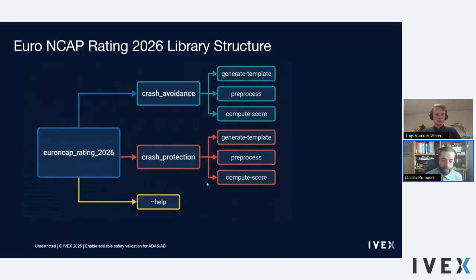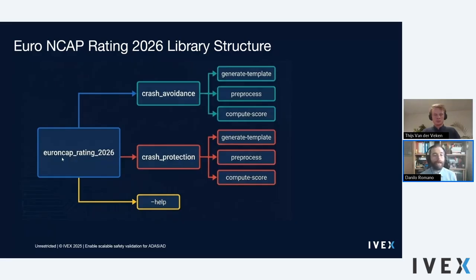So what you see in this slide is a description of the command line interface that this Python library installed on your computer when installing the library, as we did together. So you can see that a full command is made up of three things. On the leftmost part, we have the name of the library, which is Euro NCAP rating 2026. And then, as you saw in the terminal output, we have different commands. One command is crash avoidance, the other one is crash protection. The help command is just to provide the informative content that I showed you before.